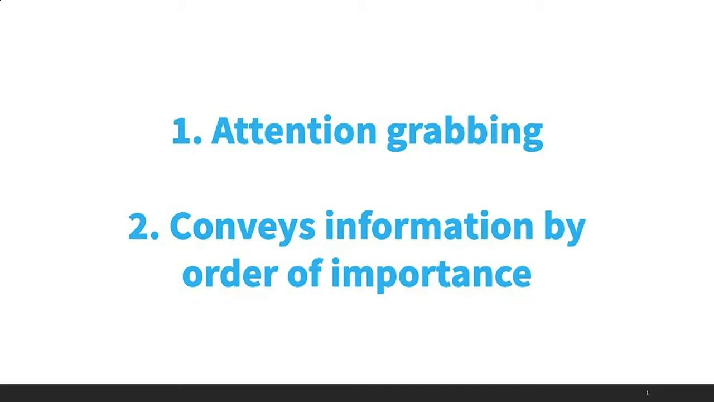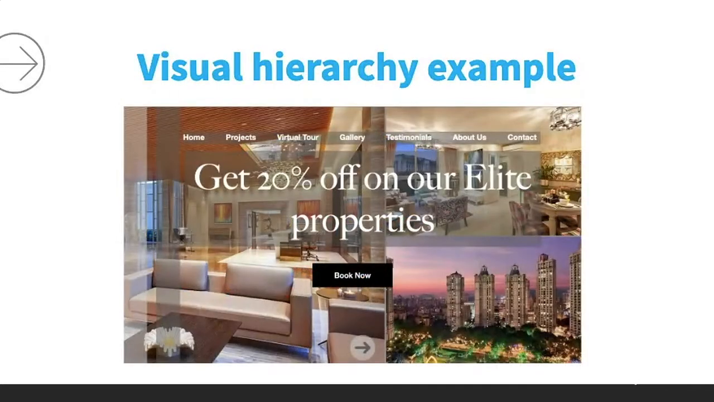So before I explain this, let me show you an example. This is an example of visual hierarchy. This is a real estate website, and the moment I enter this website, it reeks of luxury. There is a 20% off on our elite properties, and there is a book now button with the contrasting black and white. When a visitor enters this website, this is the first information that they see. There is a luxurious lounge, there is an elite apartment, and there are these high-rising buildings looking down on greenery. So this is what they see. So this is what they get at 20% off.